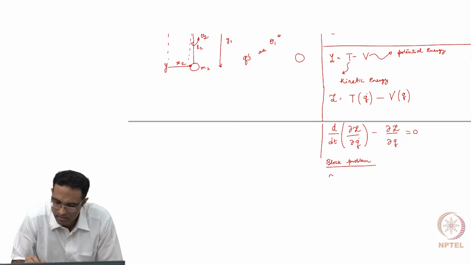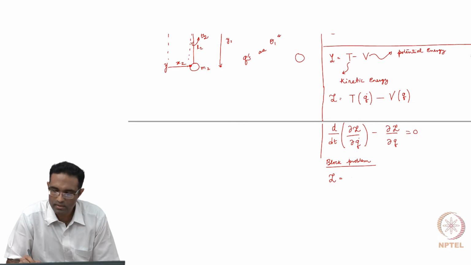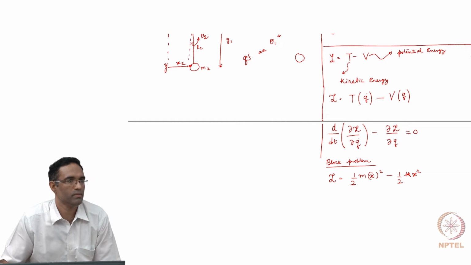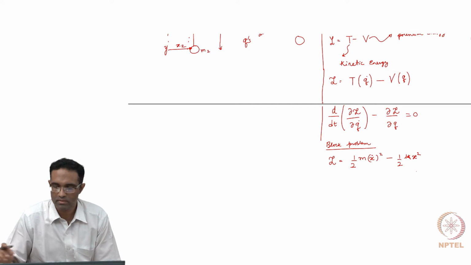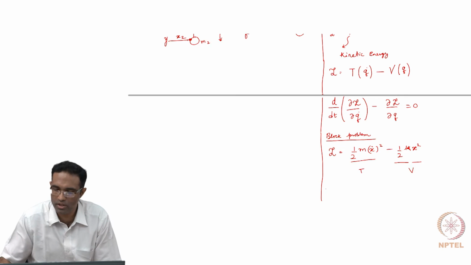So for our block problem, what is L, assuming that q is the same as x? Half m x dot squared minus half k x squared, right? This is T and this is V, correct?